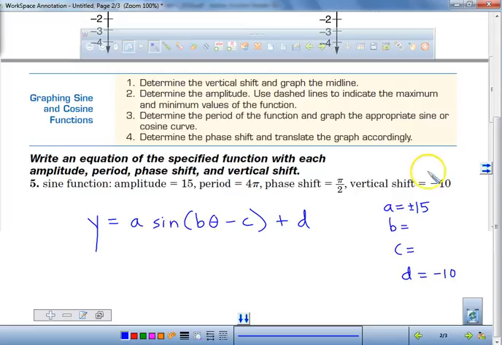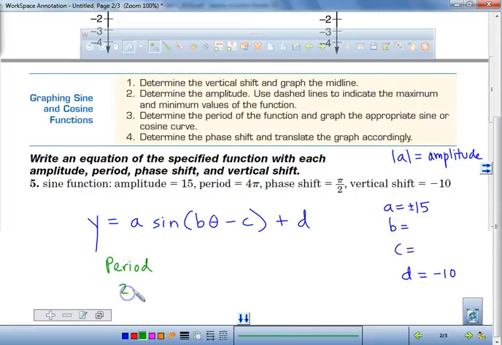Just remember, the absolute value of A is equal to the amplitude. So what I want you to do right now is focus on two things. The first thing is what's called the period. Always start after you found A and D, then focus on finding B. That's the second step right there.